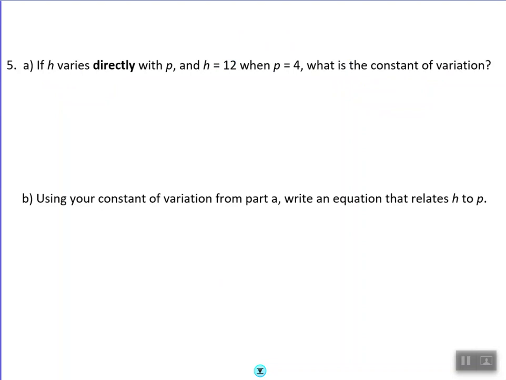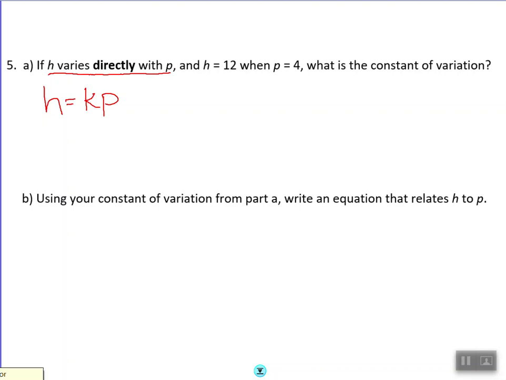Here we're going to use the same technique. I'm going to read the whole problem. If h varies directly with p and h equals 12 when p equals 4, what is the constant of variation? Now I'm going to go back and stop each time there's a comma or a period. If h varies directly with p, h varies directly with p means that our equation is going to be h equals k times p.